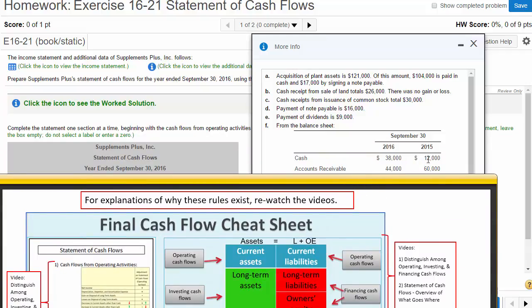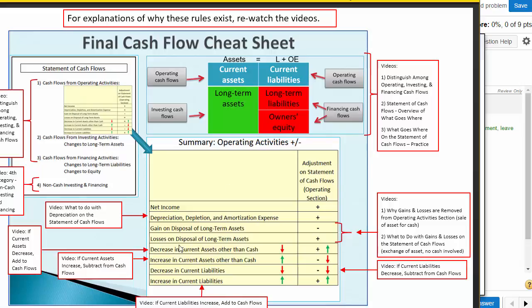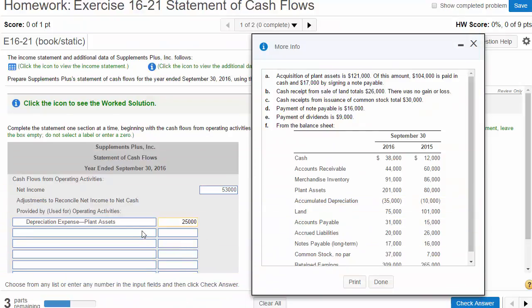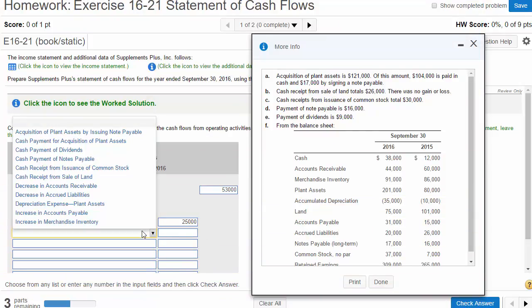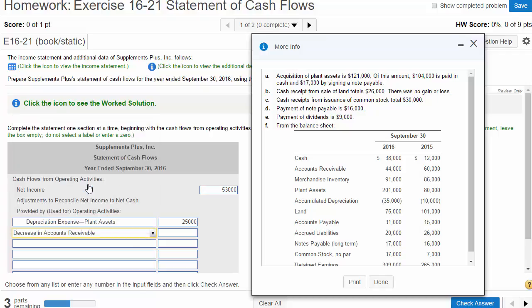So AR. Now notice this is the old year, previous year, and this is the current year. So it looks like AR went down. If AR decreases, what must have happened? Well, we must have collected on AR, and if we collect on AR, which way does cash go? Cash goes up. So we're going to add that difference, and double check your rule: decrease in current assets, you add. Decrease in AR, and then we're going to add that $16,000 difference.